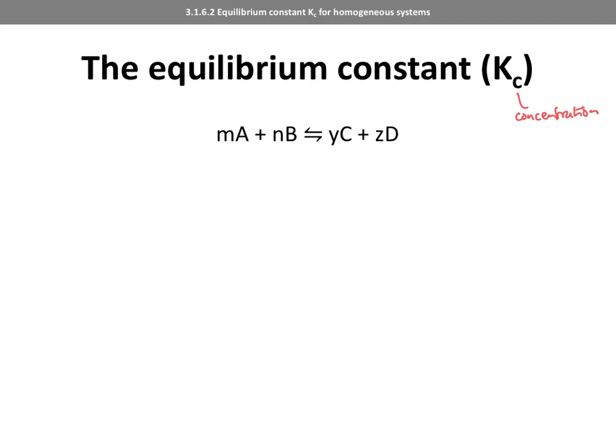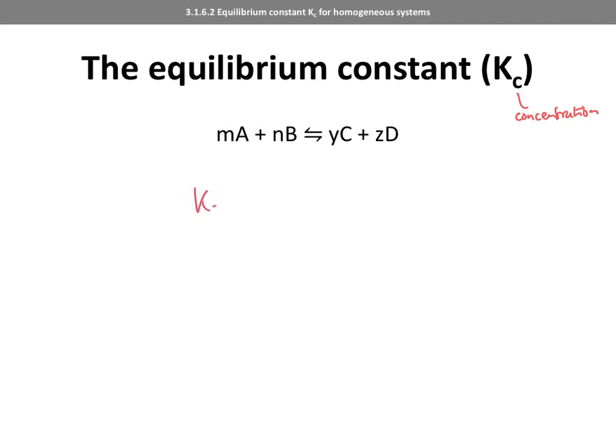Then I've just got a hypothetical reaction equation. So m is the number of moles, so m moles of A plus n moles of B, and then we've got the reversible reaction, the equilibrium sign. Then on the products, we've got y moles of C plus z moles of D. So this is just a symbolic representation of a possible reaction. Now there is a particular method for giving the expression for the equilibrium constant.